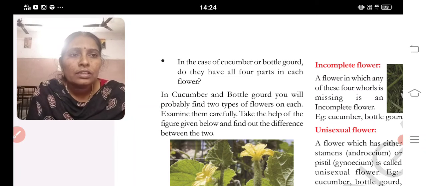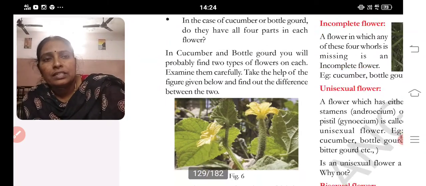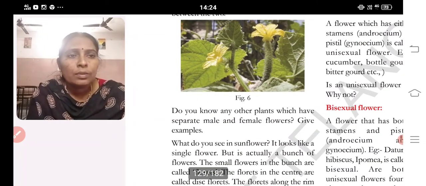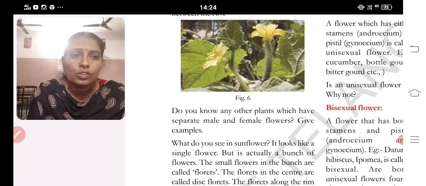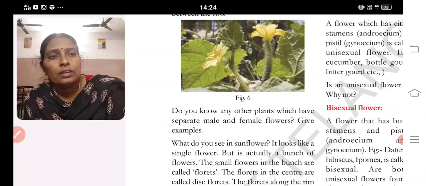In bottle gourd and cucumber, if we look carefully at the figure below, what difference do you find? Do you know other plants which have separate male and female flowers? Give examples. What do you see in sunflower? It looks like a single flower, but it is actually a bunch of flowers. The small flowers in the bunch are called florets. The florets in the center are called disc florets.